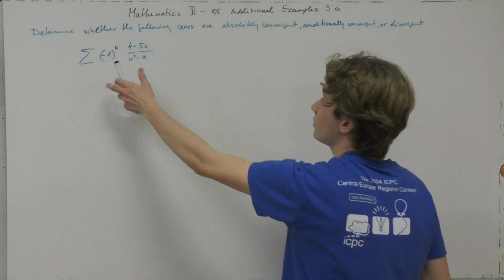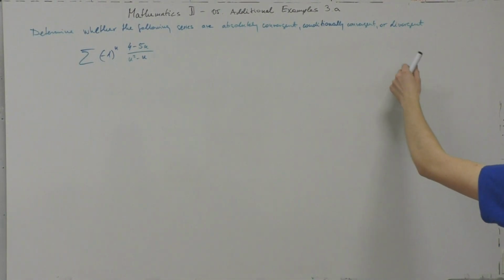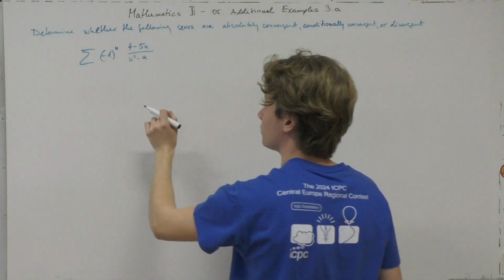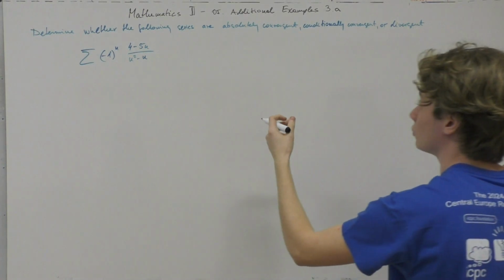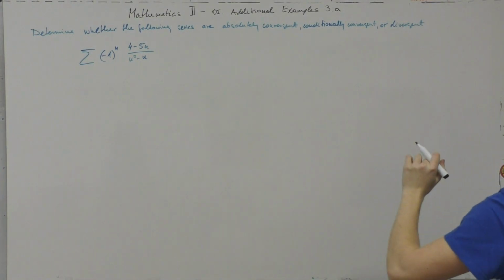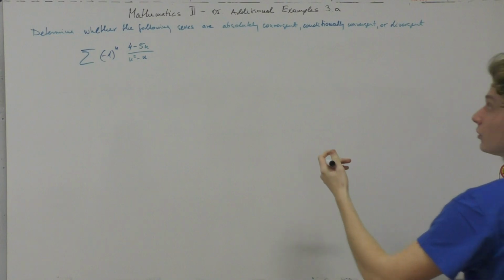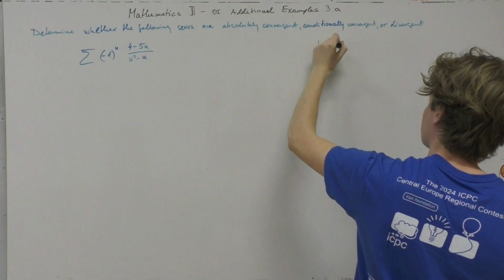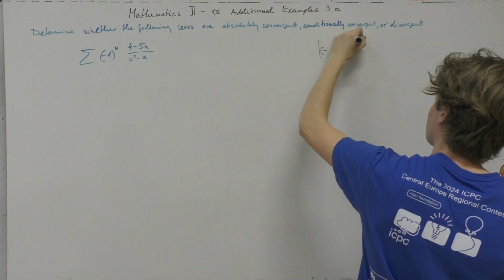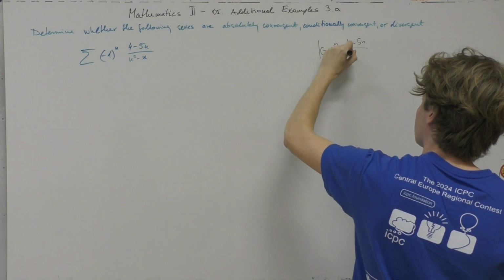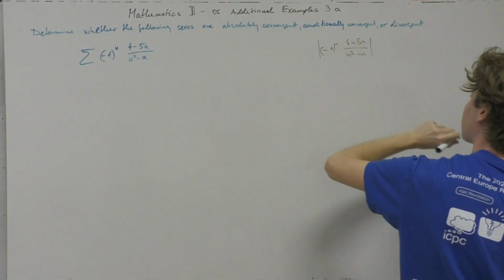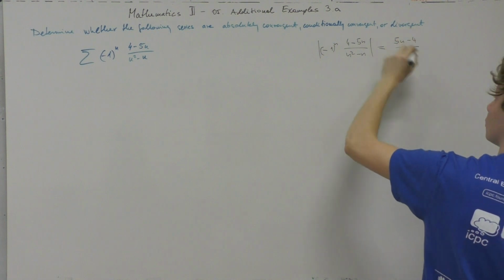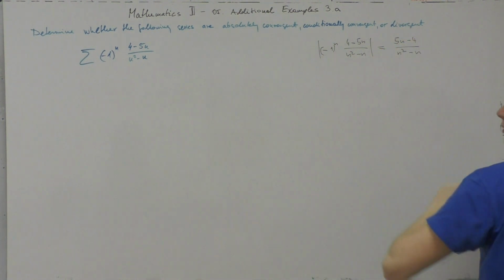We have to check if this series is absolutely convergent, conditionally convergent, or divergent. So the first thing that we notice is that this is an alternating series, so we should check for absolute convergence. To do that, the first step is to calculate the absolute value of the general term. So the absolute value of (-1)^n times (4 - 5n) over (n^2 - n), and this is of course (5n - 4) over (n^2 - n).